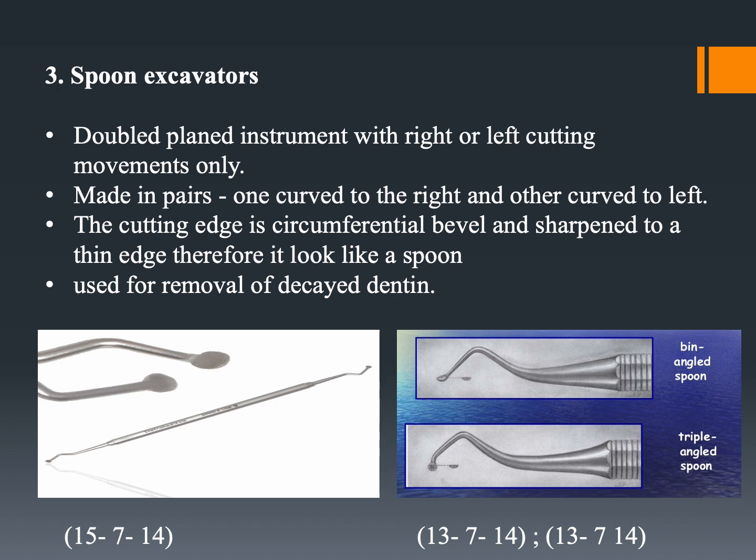Coming to the spoon excavator. This excavator is the most commonly used in dental practice. It is basically a double plane instrument with right and left cutting movements and it is always made in pairs. It has a circumferential bevel and is used for excavating the caries. You excavate the caries from the periphery to the center and not from the center to the periphery, because the amount of pressure exerted is much higher. So in order to avoid exposure of the pulp, you start with the periphery and slowly remove it towards the center.